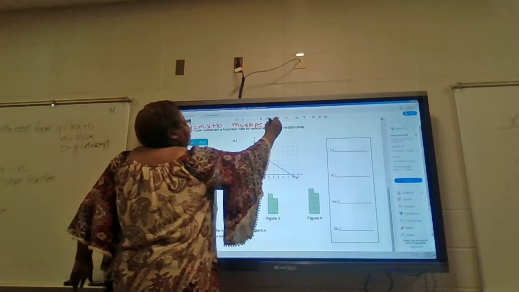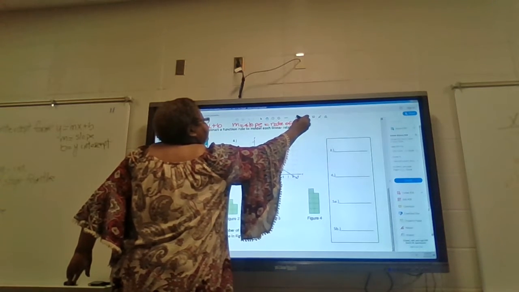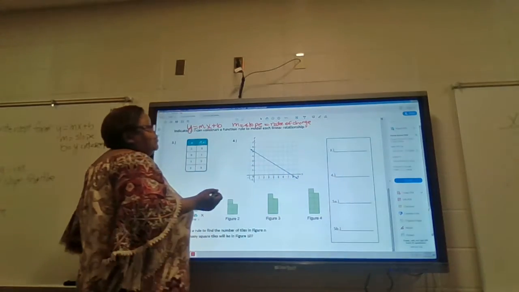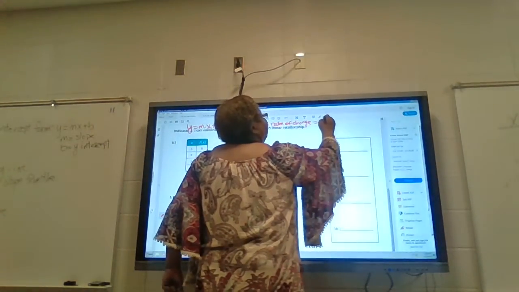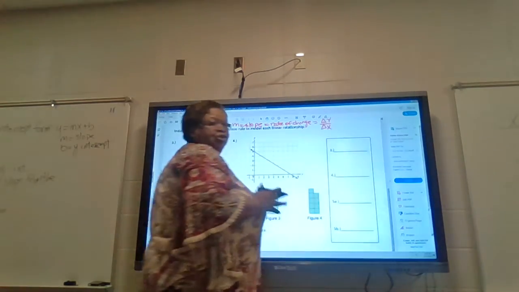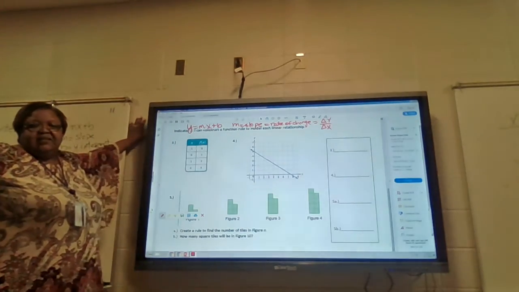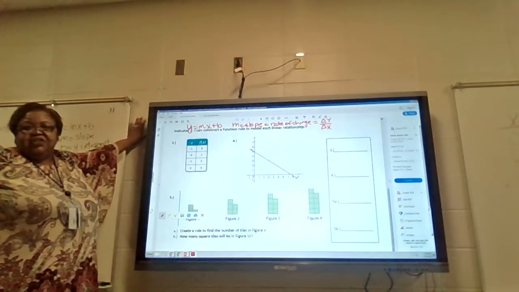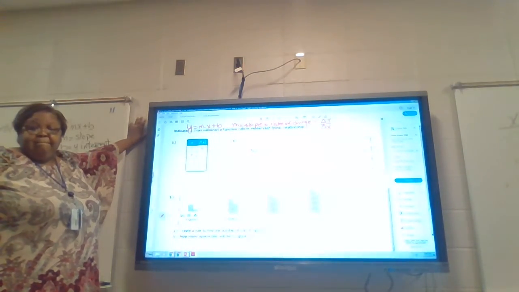M is also called the rate of change. And we find our rate of change by, I'm going to put a delta, that's a Greek letter. The change in the y direction looks like a triangle, that means change. So delta y over delta x means change in the y direction divided by the change in the x direction.